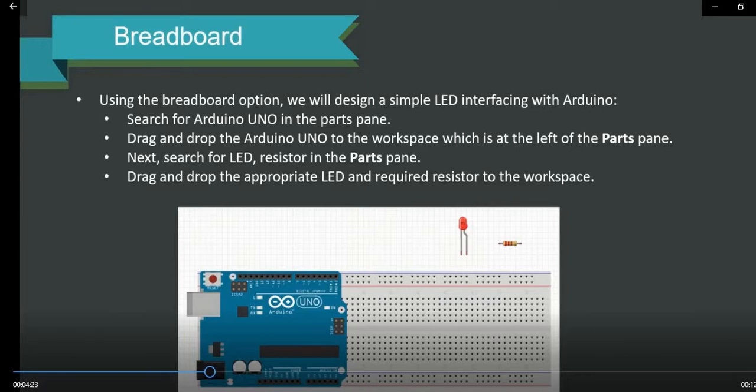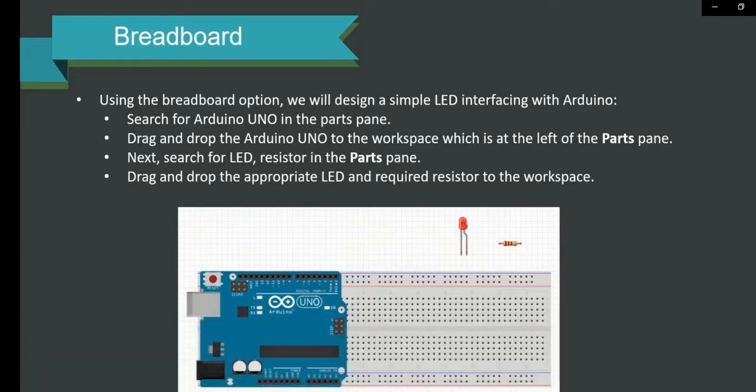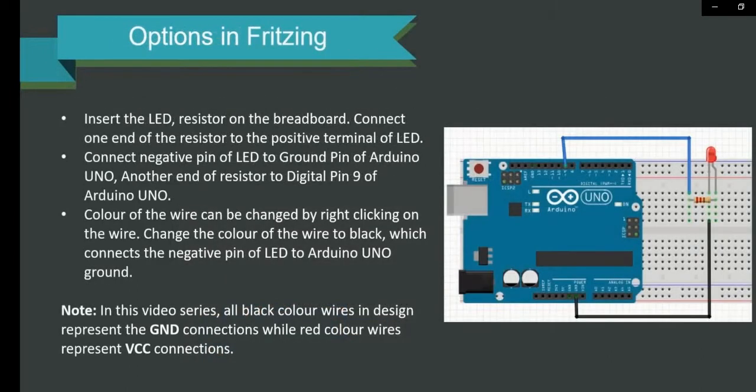Next, search for LED. What are we going to do? It is obvious, we are going to interface the LED with the Arduino board, as you are going to see right now. Now, drag and drop the appropriate LED and the required resistor to the workspace. We use the resistor here to regulate the voltage which is going to flow to the LED. We are going to go with the next level, which will complete the connections in this circuitry. It is a very simple circuitry, yet I request you to pay attention.